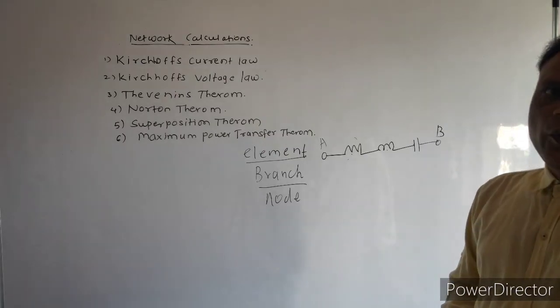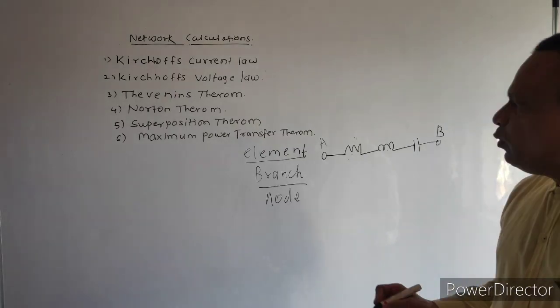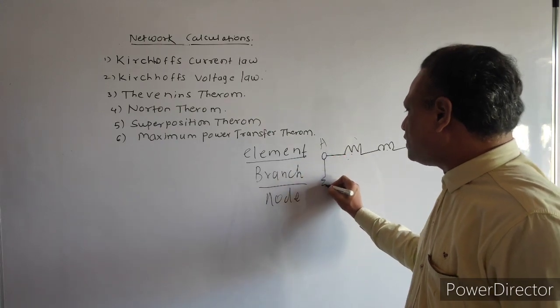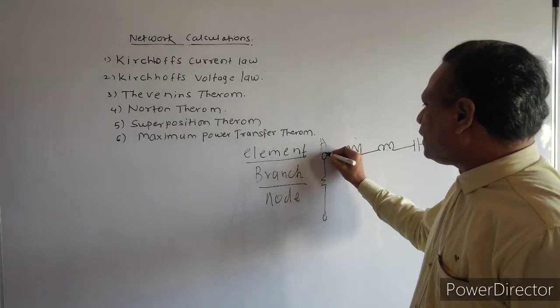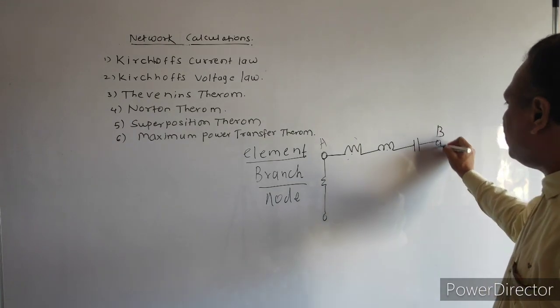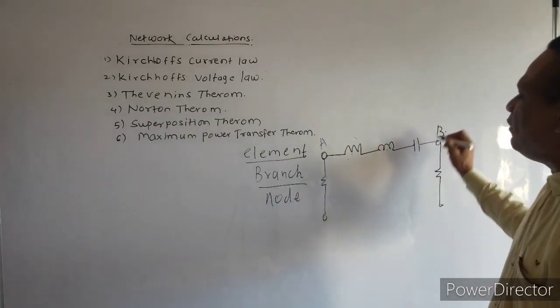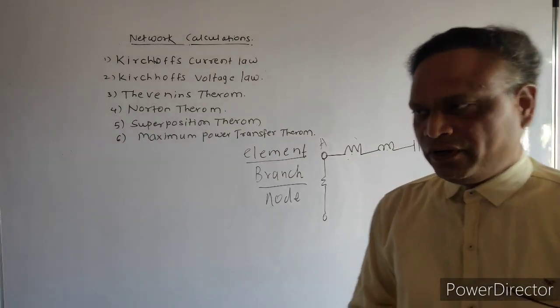Now, first is branch, then second is node. Node is a point where two or more than two branches meet. So let us consider this is again a branch. Now this branch is meeting at this point and this is another branch which is meeting at this point. So A and B will be nodes in that condition.